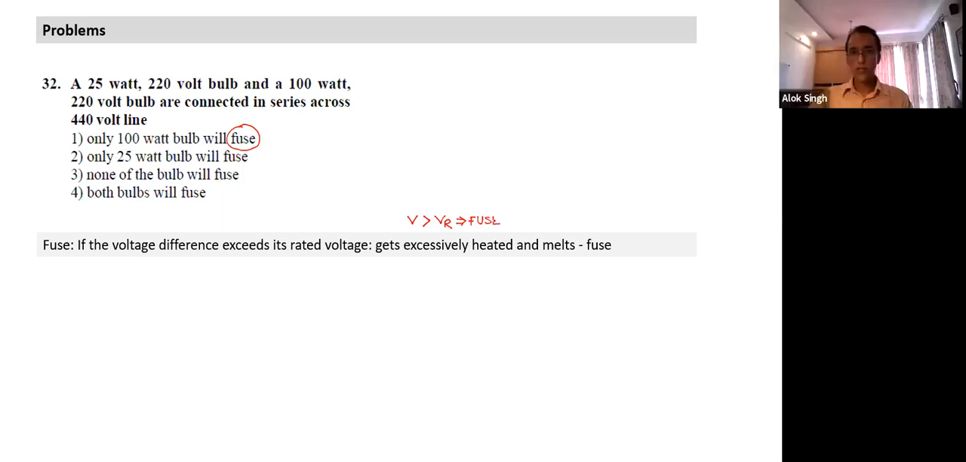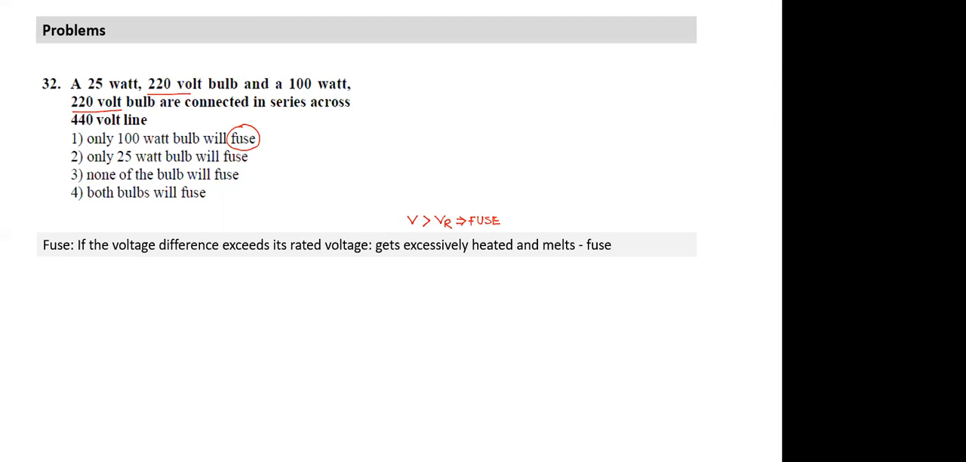In this case, both bulbs are rated at 220 volts. So whichever bulb has a potential difference in excess of 220 volts will fail. The one which has a potential difference of less than 220 volts will have lesser brightness than what it is designed for. Do we have an answer for this? Anyone? Yes, tell me.